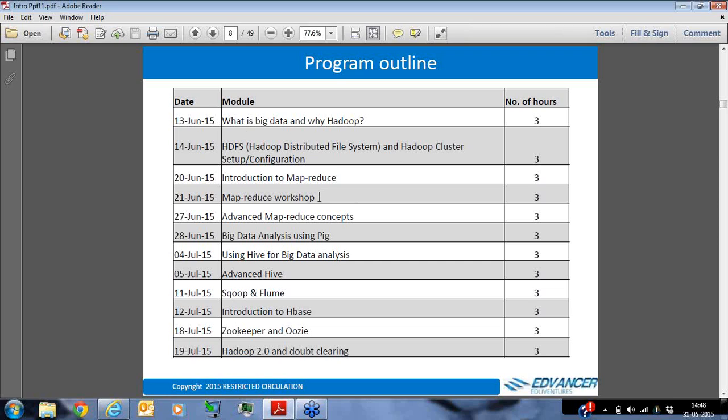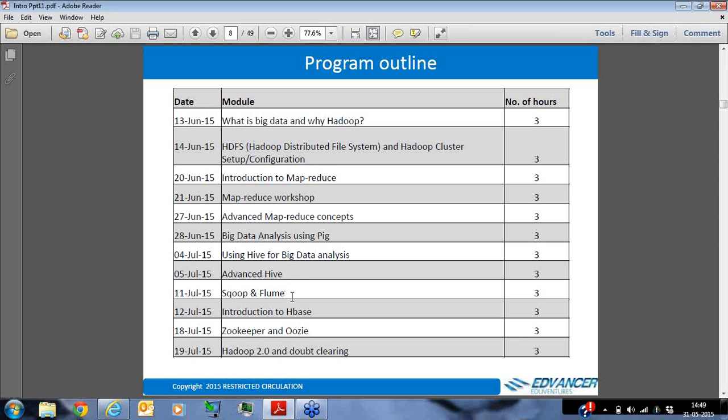We'll do a MapReduce workshop after that. We'll then take up advanced MapReduce concepts. We'll work on big data analysis using something called Pig, which is a scripting language. We will use something called Hive for big data analysis. We'll do advanced Hive. Hive is nothing but a kind of SQL-like framework, which will enable you to do a lot of big data management and big data analysis.